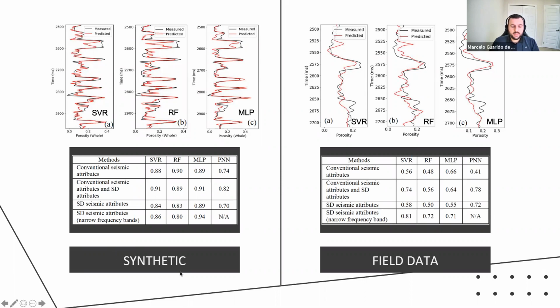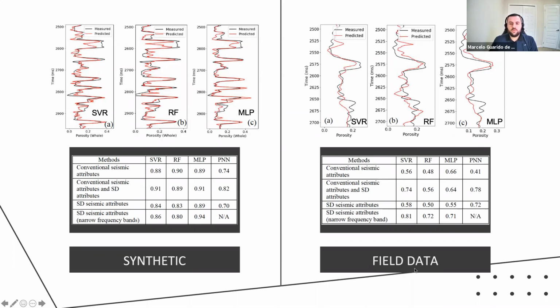So for the synthetic simulation, apparently using the conventional seismic attributes plus the spectral decomposition got better metrics overall, only for the neural network. For the spectral decomposition with narrow frequency bands, they got a better metric. Actually, the best metric in this table is using these narrow frequency bands and using neural networks.